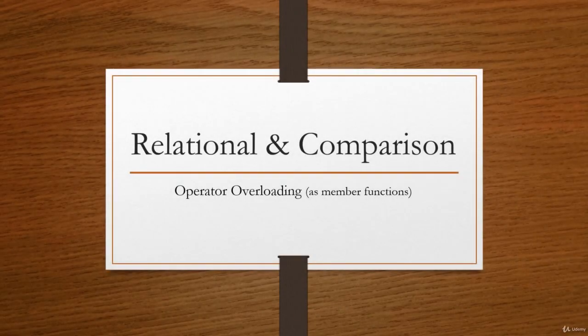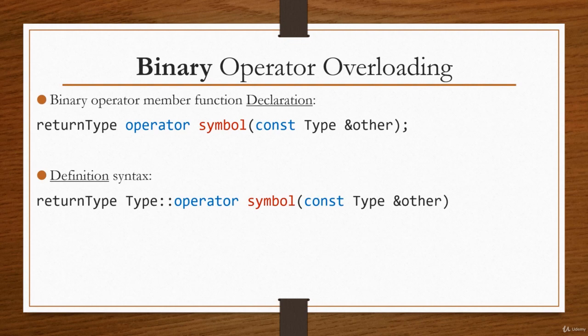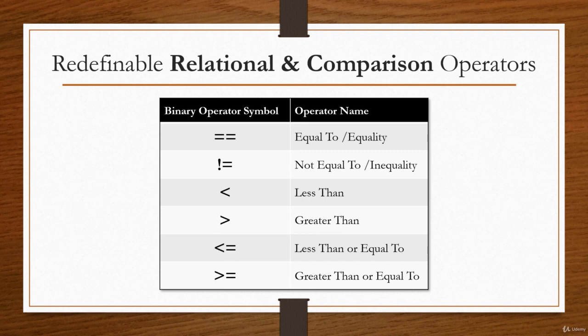Okay, in this lecture I'm going to talk about overloading the relational and comparison operators, also as member functions. So just as a reference, I have the slide again, binary operator overloading. Okay, so then here are the redefinable relational and comparison operators. You have the equality operator, the inequality operator, less than, greater than, less than or equal to, and greater than or equal to. So when you overload these operators, they will typically return a boolean as opposed to a user-defined type.